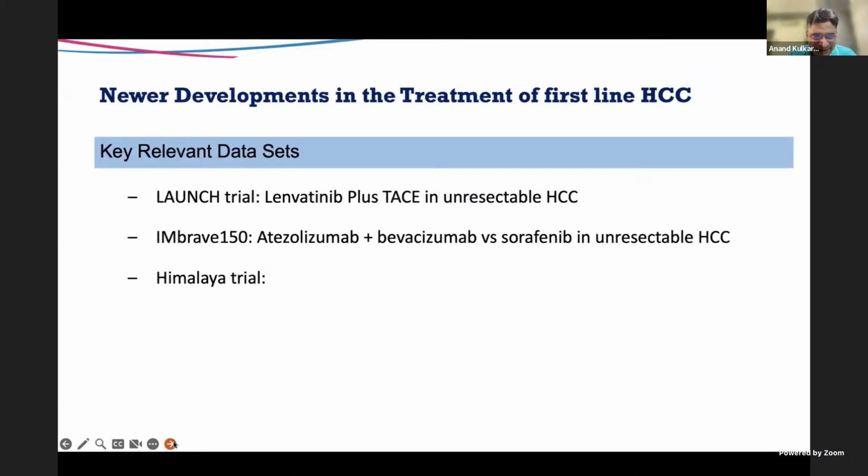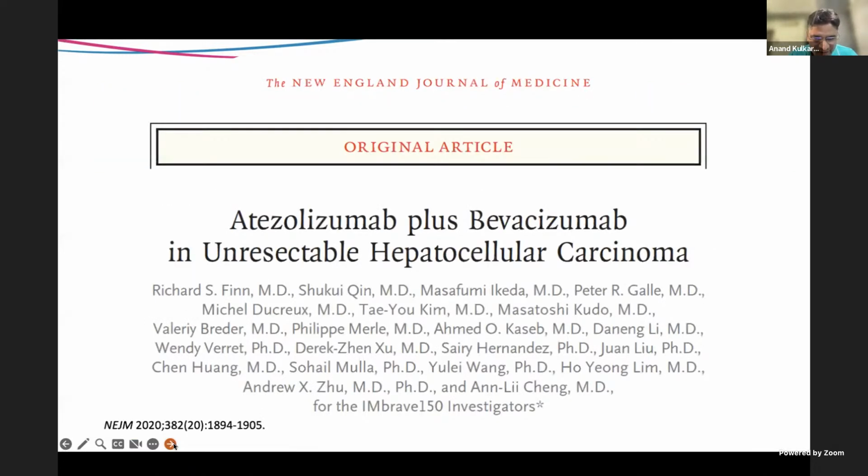There are certain key developments in recent times. One is the LAUNCH trial, that is lenvatinib plus TACE for unresectable HCC. We heard Dr. Mithun saying what is unresectable HCC. Atezolizumab, again, we also heard about the HIMALAYA trial, which I'll tell you about briefly in the next few slides. This was a breakthrough study published in NEJM in 2020 on the combination of atezolizumab plus bevacizumab for unresectable HCC.